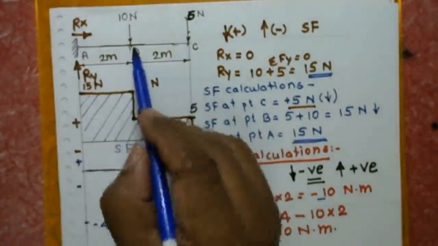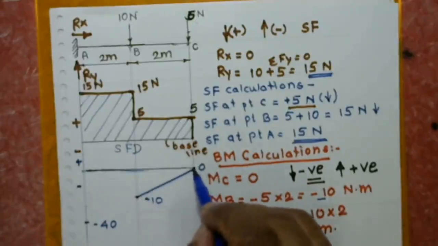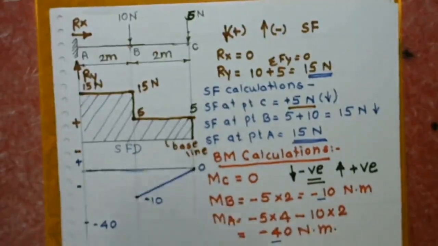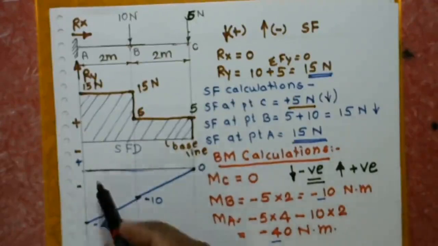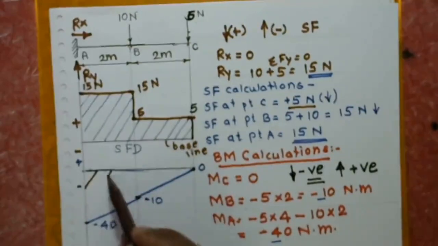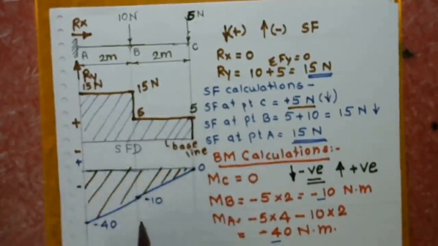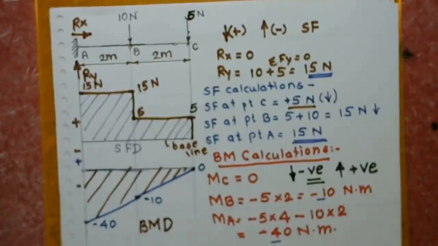So when there is a point load, in the bending moment diagram, join these points by a straight inclined line, this and this also. So in this way, this completes our bending moment diagram. So this is a bending moment diagram, abbreviated as BMD. Okay, I hope you understood this numerical.